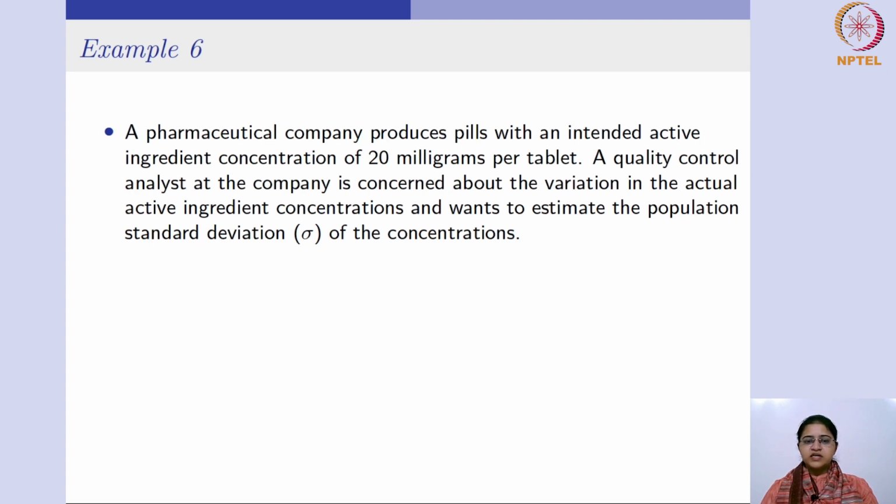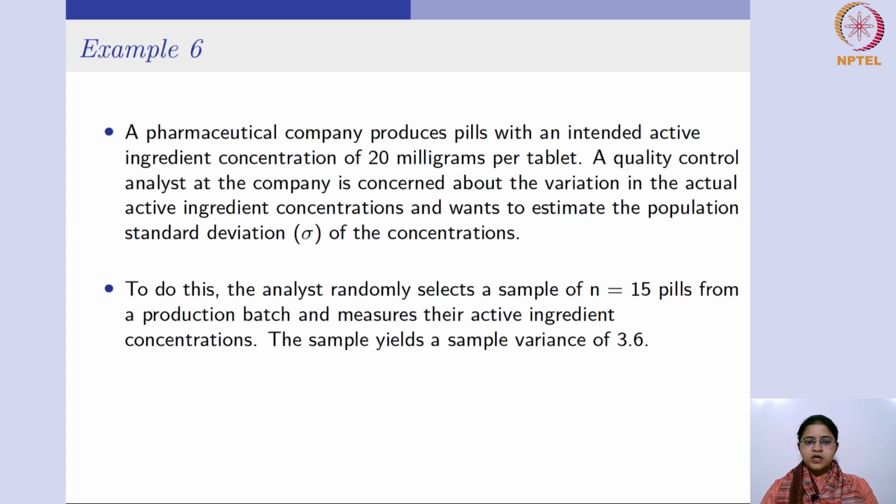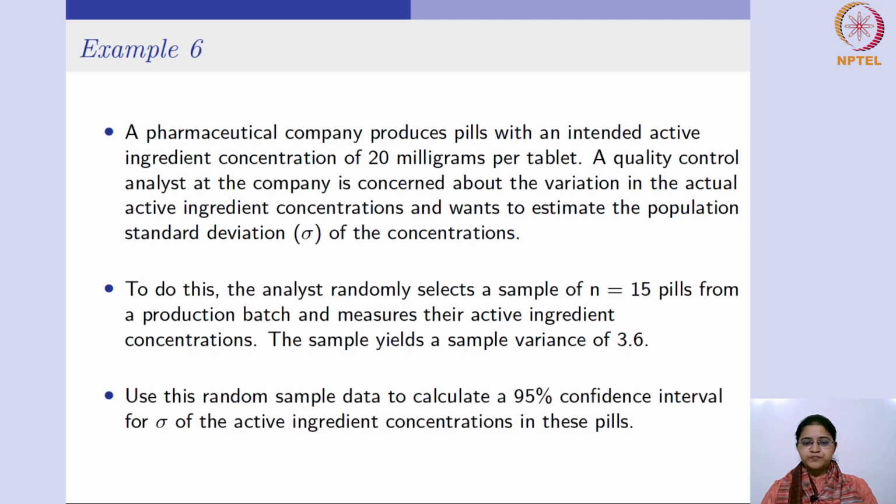A quality control analyst at the company is concerned about the variation in the actual active ingredient concentrations and wants to estimate the population standard deviation of the concentration. To do this, the analyst randomly selects a sample of 15 pills from a production batch and measures their active ingredient concentrations. The sample yields a sample variance of 3.6. Use this random sample data to calculate a 95% confidence interval for sigma, that is your population standard deviation, of the active ingredient concentration in these pills.